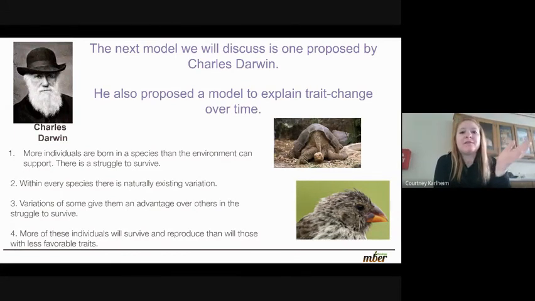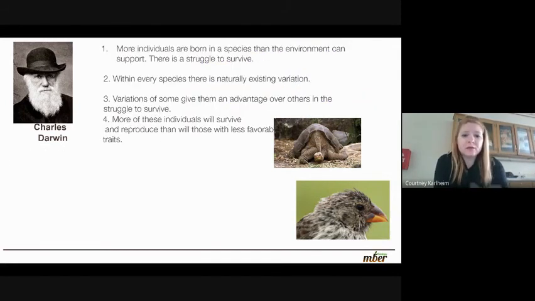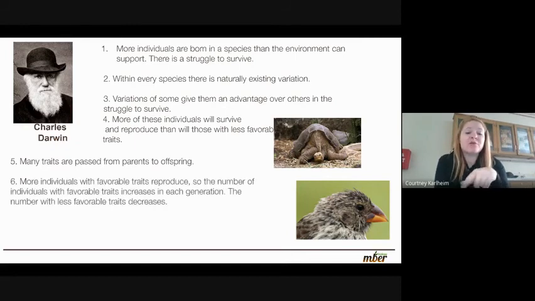So like we said, the advantageous trait would be able to survive and reproduce. And many of these traits then are passed from the parents to offspring, more of the better or advantageous traits. And then number 6, more individuals with favorable traits will reproduce. So the number of individuals with the favorable traits increases every generation, and the number with less favorable traits decreases. So kind of like what we said, when you start surviving, you are able to find a mate with the same traits and reproduce and give your traits to your offspring.